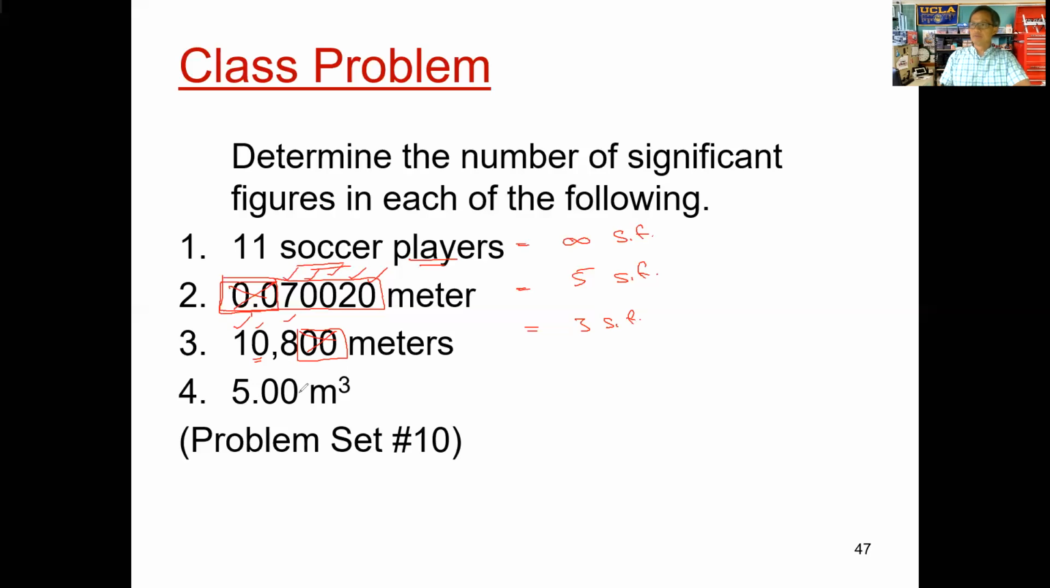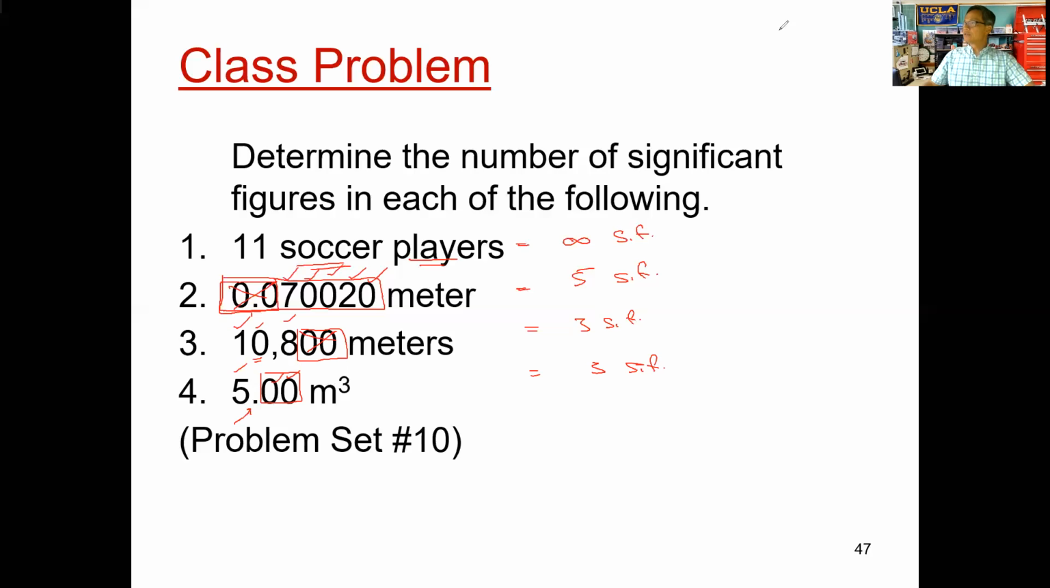Okay, 5.00. The 5 obviously counts. These two zeros here are furthest to the right. They are rightmost zeros, and so they count only if the decimal point is clearly written there. And there it is. There's our decimal point. So those two zeros do count. We have then 3 significant figures here as well. Okay. All right, very good.